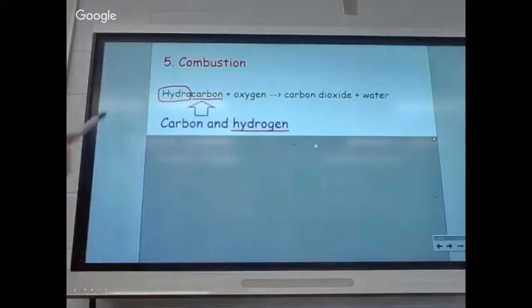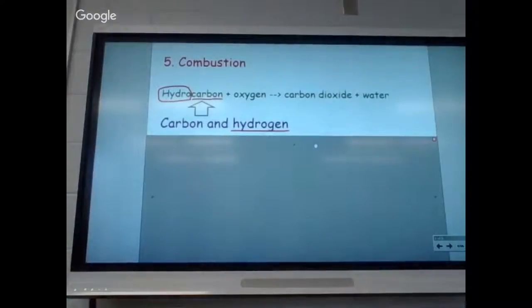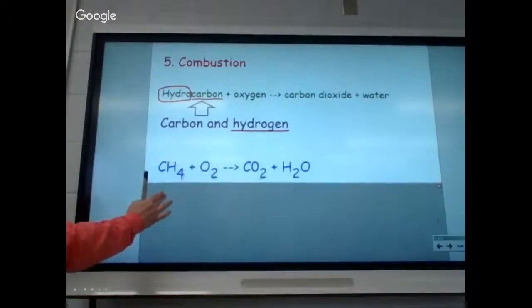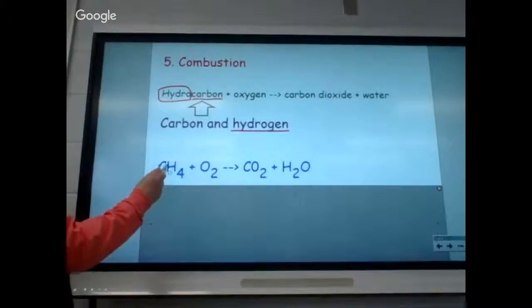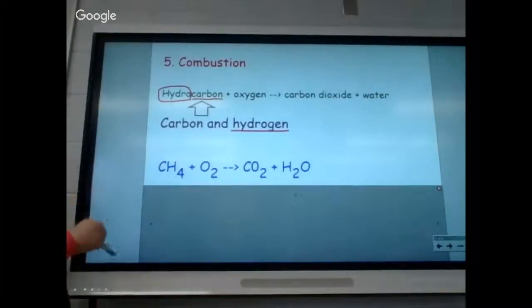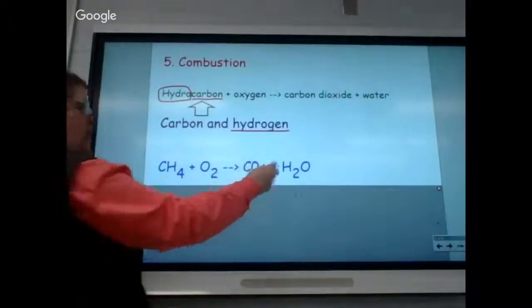Now, this is my pet peeve equation. Everything we've done up to this point, I said element plus compound, two compounds, one plus sign. I couldn't be very specific, but this equation is very specific. I'm telling you exactly what elements and exactly what compounds you get. So as an example of combustion, your hydrocarbon has carbon and hydrogen. 1 C, 4 H's is an example. Plus O2, you get CO2 plus water.